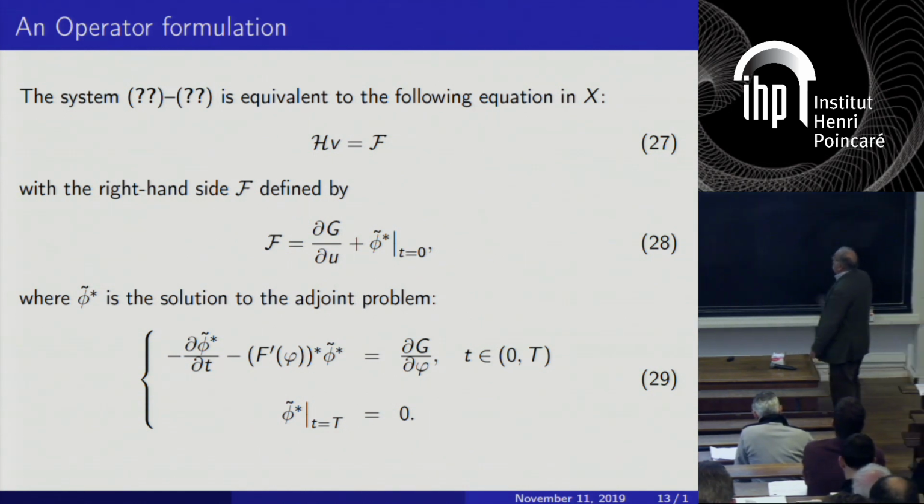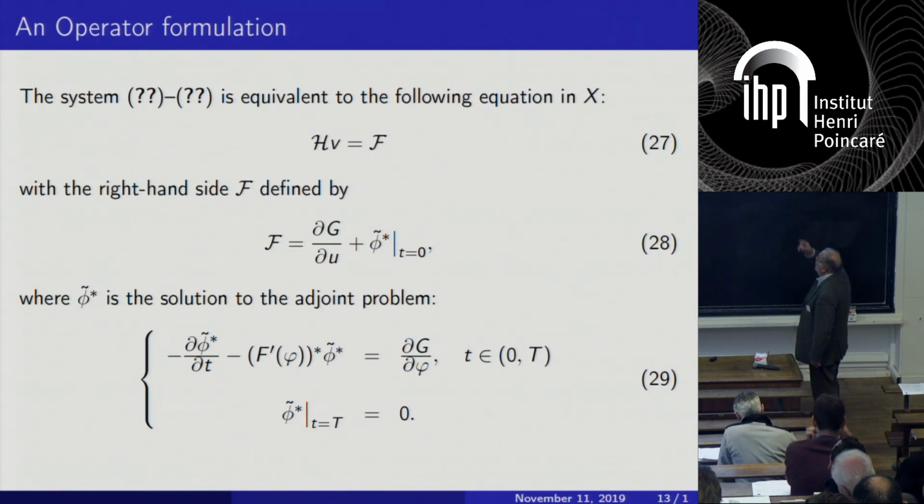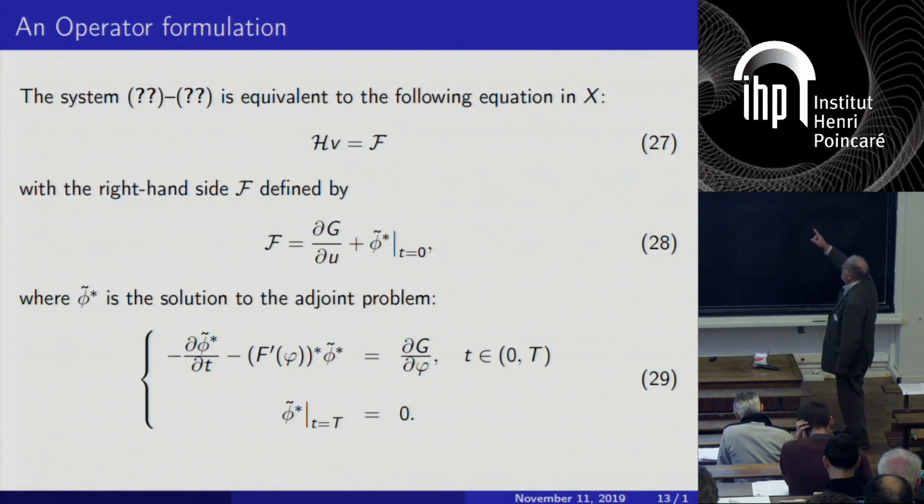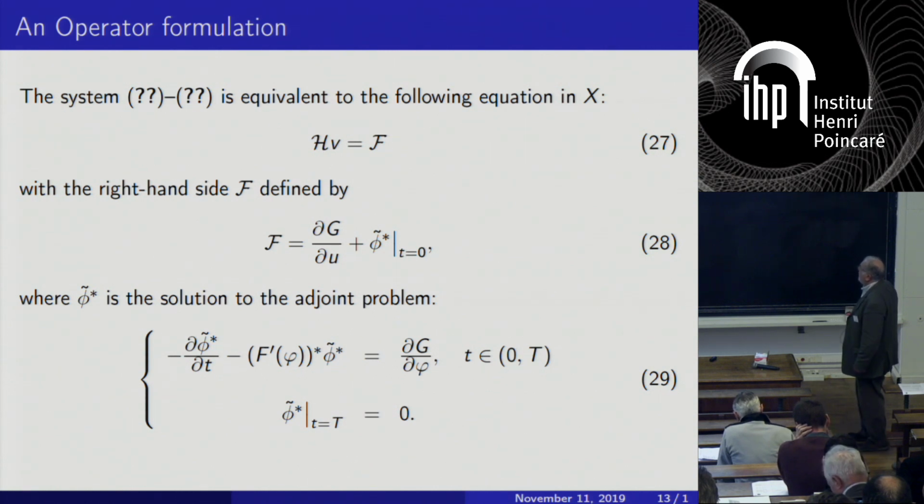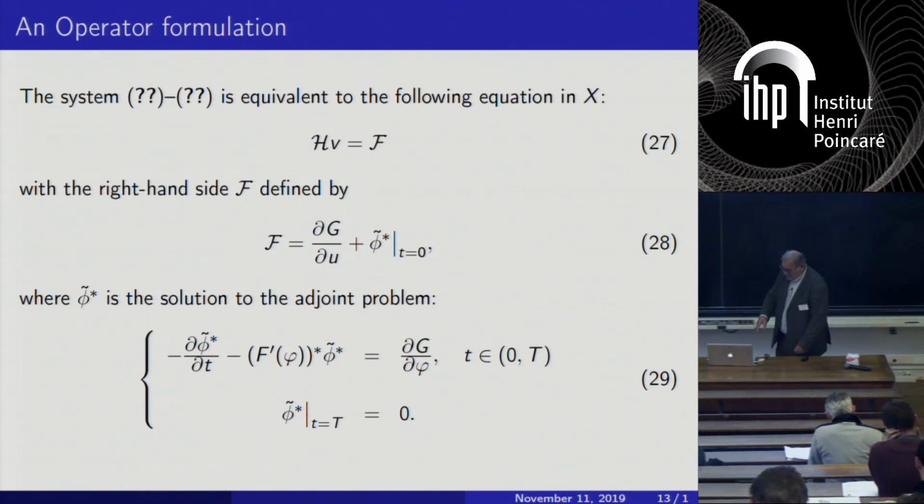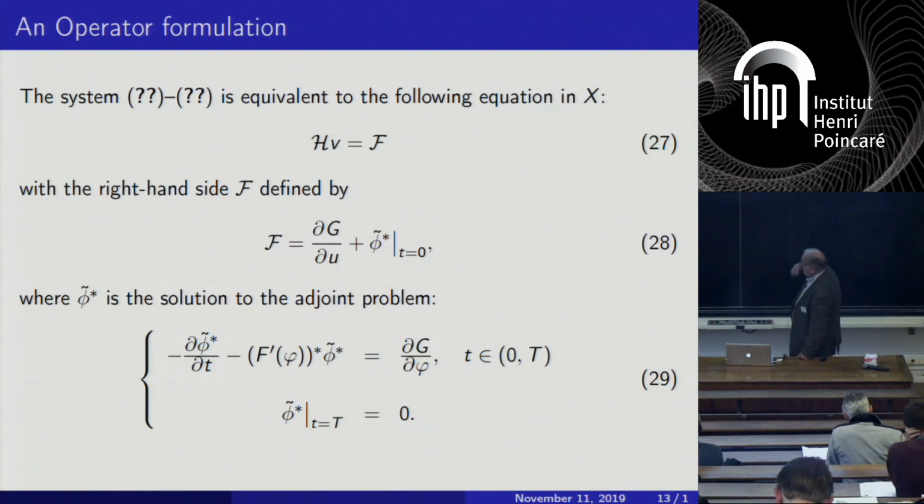So this is equivalent to an equation in the space X of the initial condition, which is HV equal to F, and the right-hand side is the derivative of the response function with respect to U, plus phi tilde star, which is a solution of something looking like the adjoint model with a forcing term, which is equal to the derivative of the response function with respect to the state variable, with the final condition at time capital T.